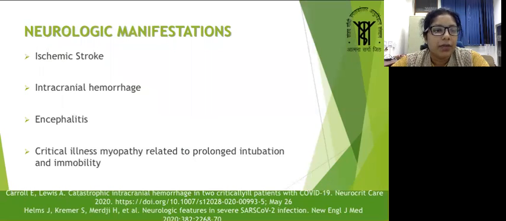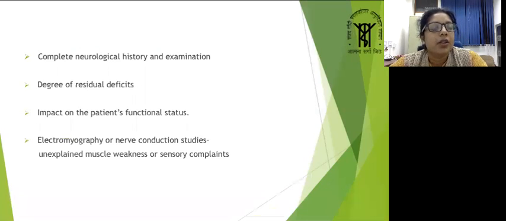Coming to the neurological manifestations, there have been reports of ischemic stroke, intracranial hemorrhages, encephalitis, and critical illness myopathy related to prolonged intubation and immobility in these patients. So, take a complete neurological history and examination for these patients. Any degree of residual deficit should be noted to find out the impact on the patient's functional status.